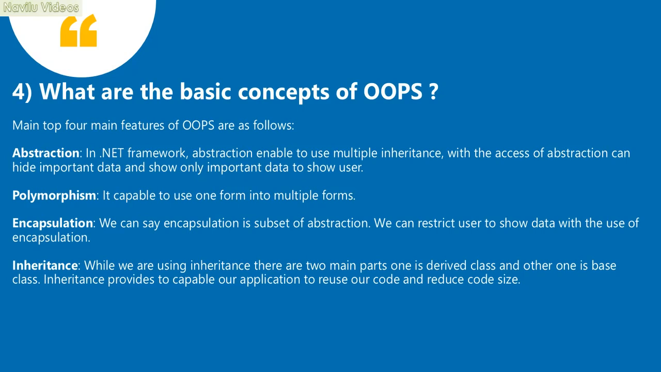Inheritance: while we are using inheritance there are two main parts, one is the derived class and the other one is the base class. Inheritance makes our application capable of reusing code and reducing code size.